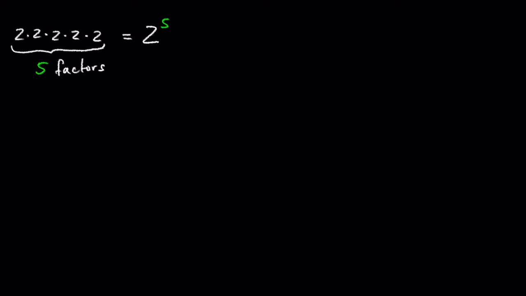The 2 is called the base, and the 5 is called the exponent or index. 2 times 2 is 4. 4 times 2 is 8. 8 times 2 is 16. 16 times 2 is 32.